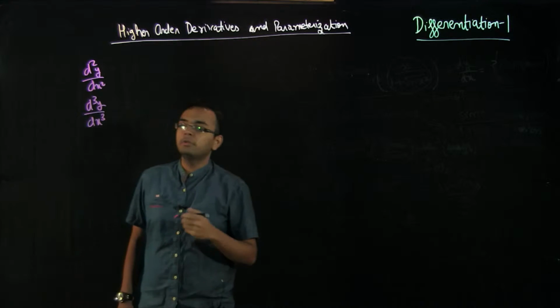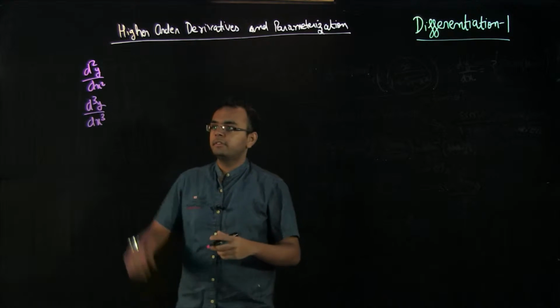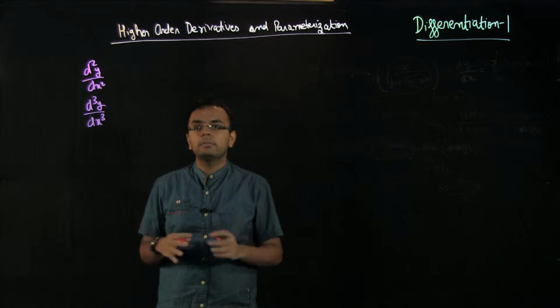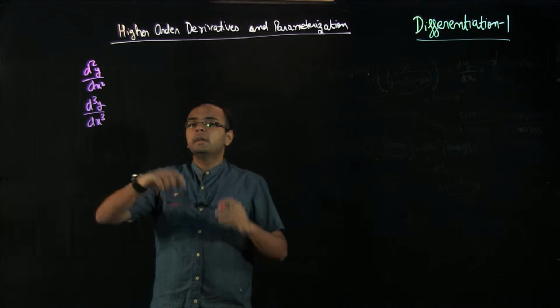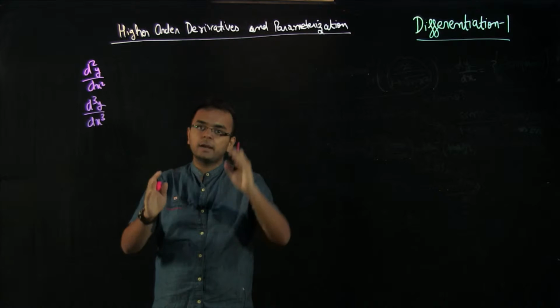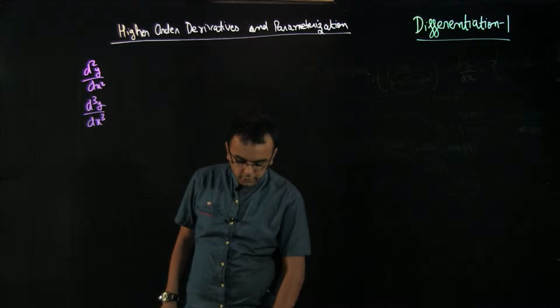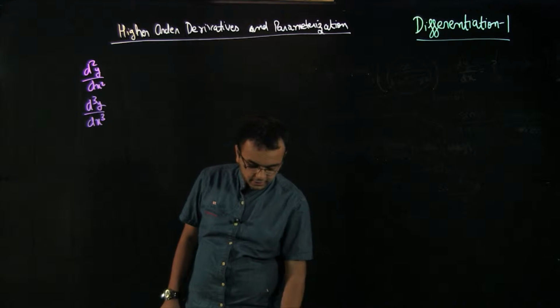So what do these things mean? This is higher order derivatives, and this is not dy by dx whole square. So please do not get confused in this notation. If it is dy by dx whole square, they will put a bracket and then say square of this. This is d square y by dx square. So what do we mean by something like d square y by dx square?